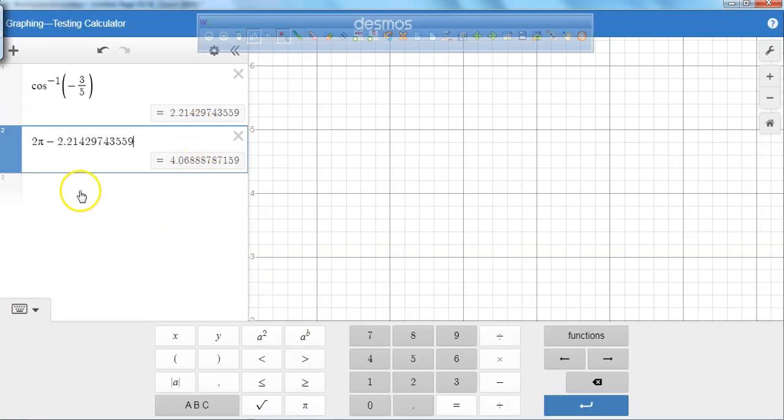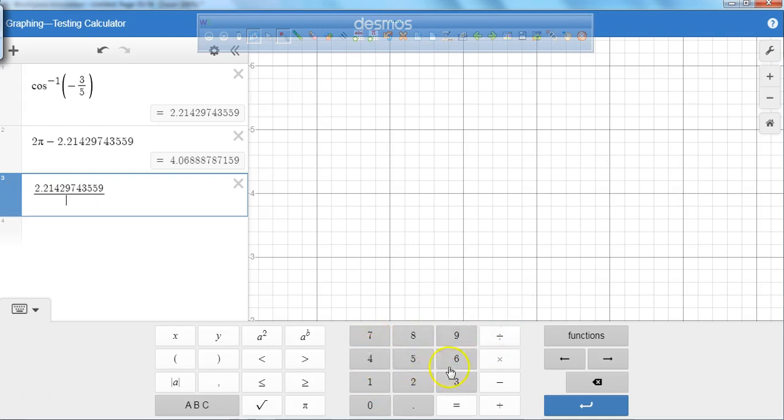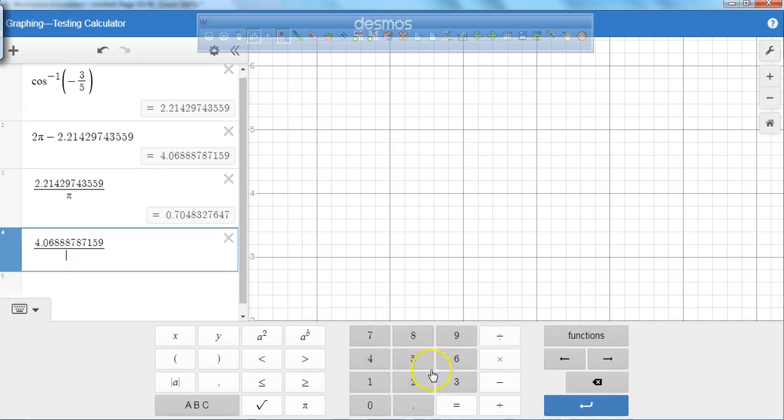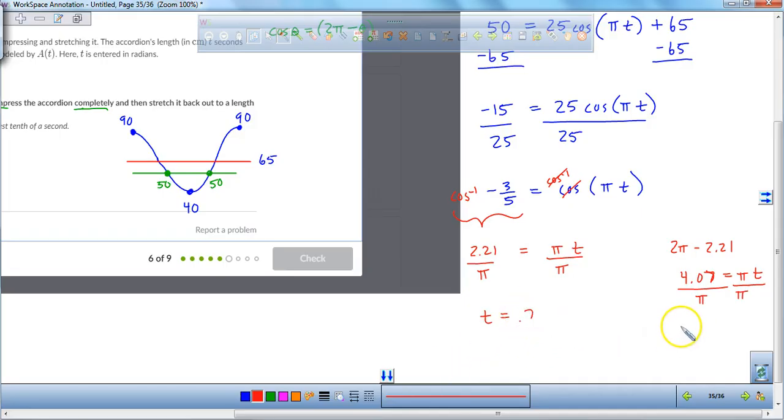Okay, we're going to take that 2.21429743559, and we're going to divide all that by pi, and we're going to get 0.70. And then we're going to go up here and take the 4.06888787159. We're going to divide that by pi, and we're going to get 1.29 or 1.3. So basically 0.7 or 1.3.